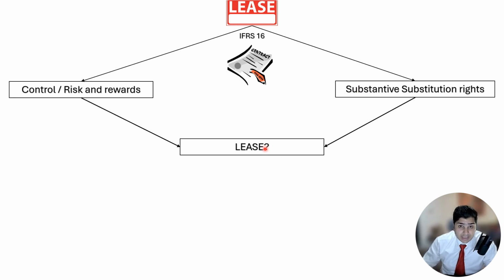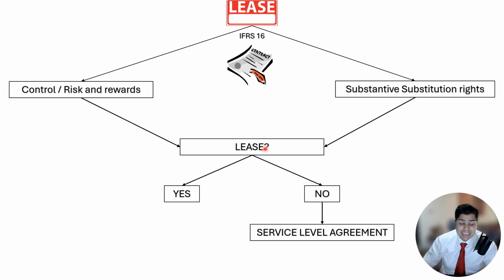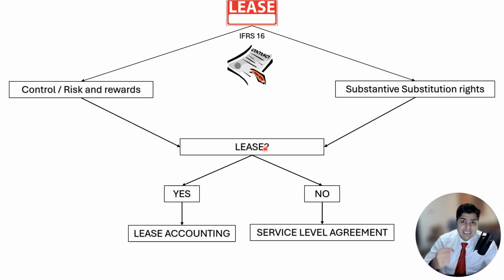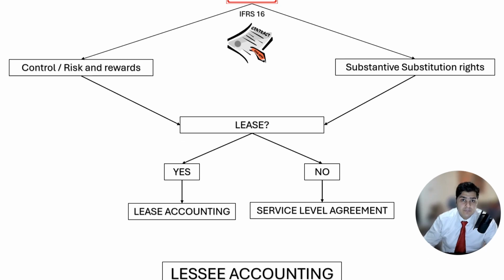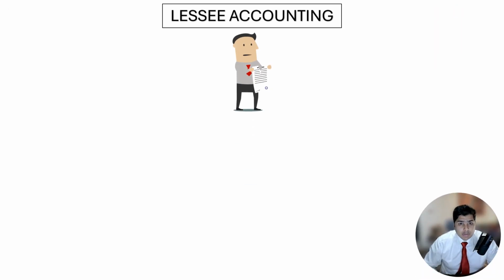So if the contract qualifies to be a lease, then the lease accounting rules will apply. If it does not qualify to be a lease, guys, then in that case, it will be recorded as a service level agreement. Any lease payments made will be debit expense, credit cash. And as I mentioned, if it is qualifying as a lease, we will use the lease accounting rules. What are these lease accounting rules, guys?